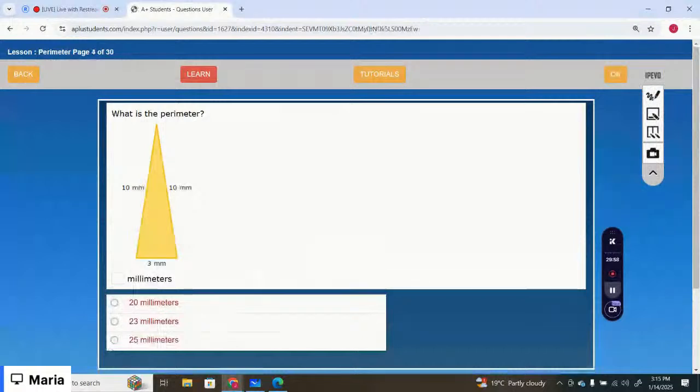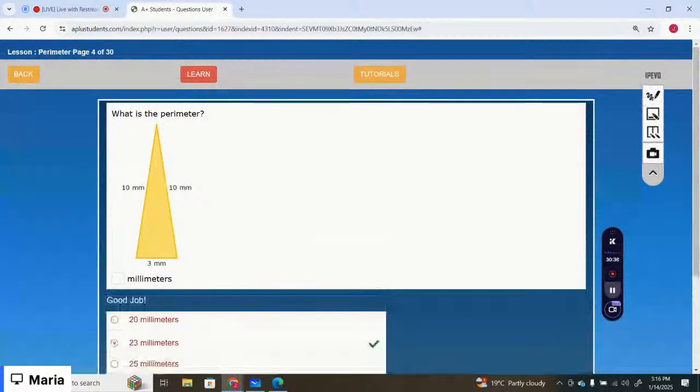What is the perimeter? Which is the correct option? That is 23 millimeters. Option number 2 is the correct option.